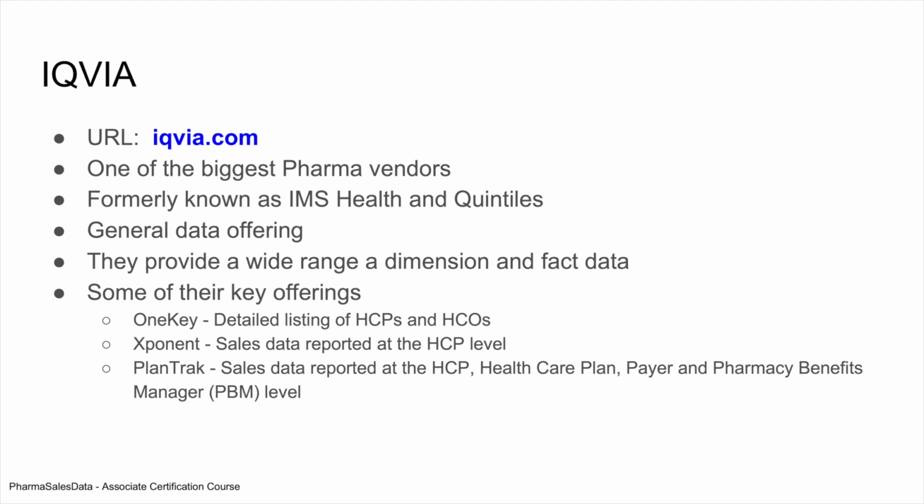Some of their key offerings are OneKey, which is a detailed listing of all healthcare providers and healthcare organizations. Exponent, which is sales data reported at the healthcare provider level. PlanTrack, sales data reported at the healthcare provider, healthcare plan, payer, and pharmacy benefits manager level.